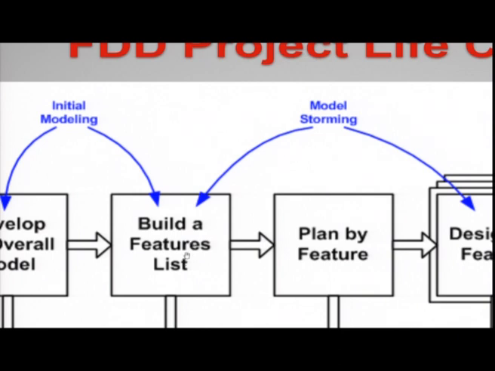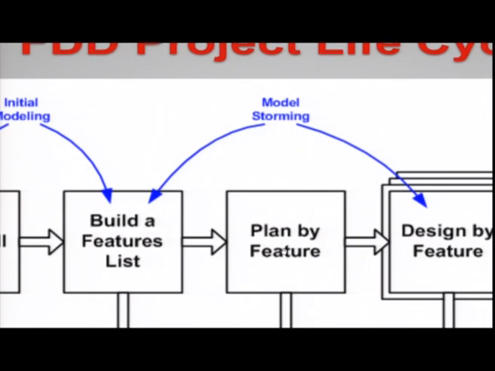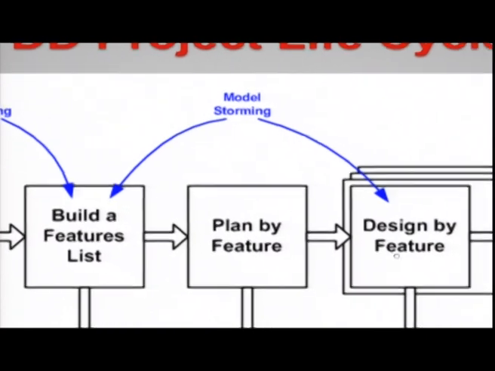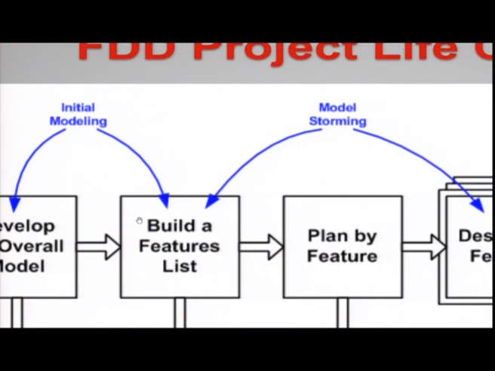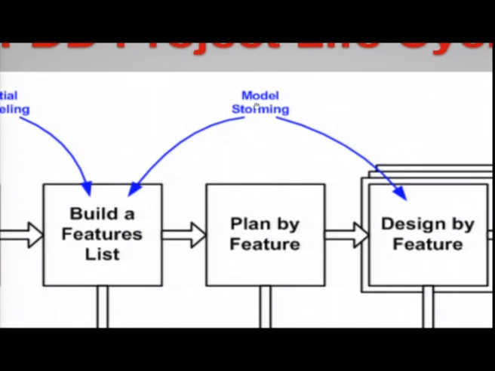you take each and every feature from this feature list and you plan by feature, and based on the plan that you make, you design those features. You make a design of how to develop that particular feature. So, that is called design by feature. So, these 3 phases are called model storming. So, initially you had initial modeling, and then now you have this model storming.